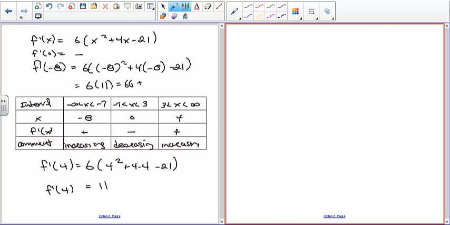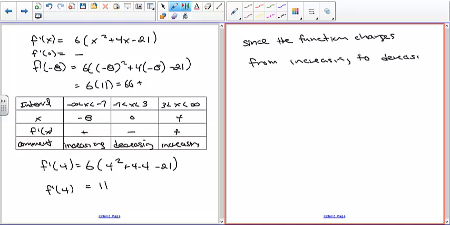Okay, so you use the results of that table to make the following statements. Since the function changes from increasing to decreasing at x equals -7, and I just draw a little picture here, increasing, decreasing, we have a local maximum.